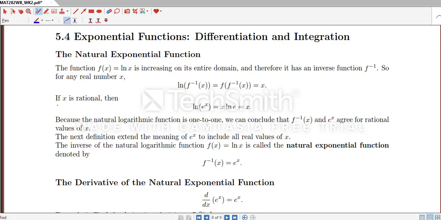The next definition extends the meaning of e to the x to include all real numbers x. That is the same as saying it also includes the irrational numbers. The inverse of the natural logarithmic function f of x equals ln of x is called the natural exponential function, denoted by f inverse of x equals e to the x.